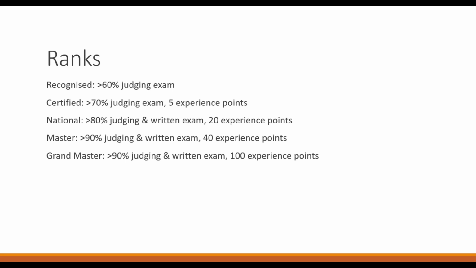So the lowest rank where you're actually a fully qualified judge is the recognized, and for that you need to get at least 60% on the judging exam. Next up, certified, greater than 70% on the judging exam, and 5 experience points, or basically judging at five competitions. Then for the next higher ranks, you need to take the written exam as well. For national, you need to get an average on both the judging and written of at least 80% and 20 experience points. That's where I am at the moment.